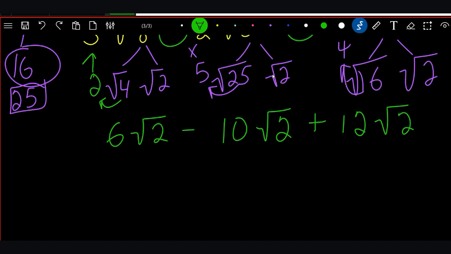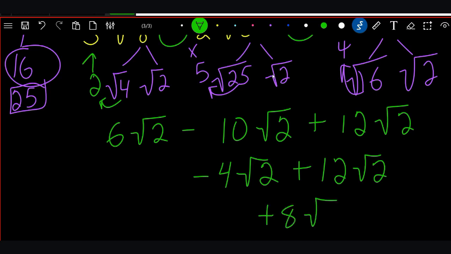All right, 6 minus 10 is negative 4 square root of 2 plus 12 square root of 2. Negative 4 plus 12 is positive 8 square root of 2. There we go. And that would be our answer.